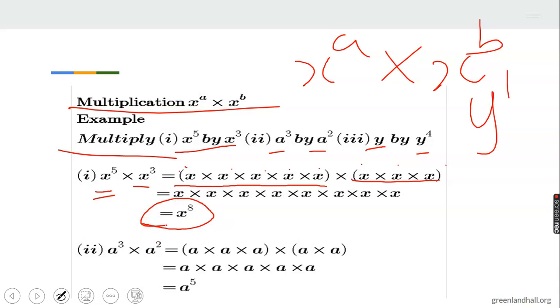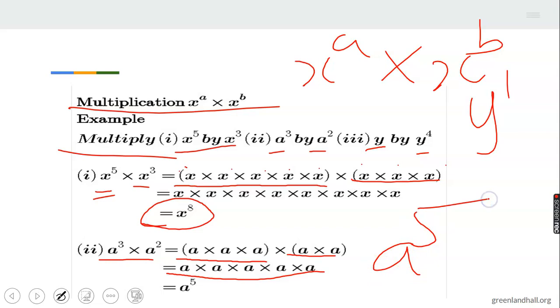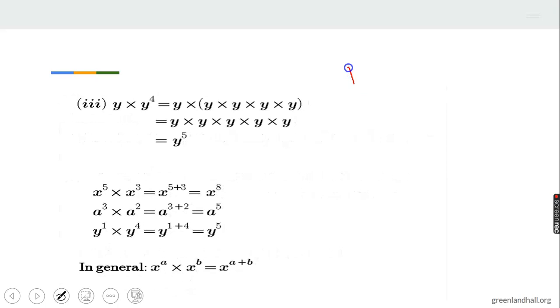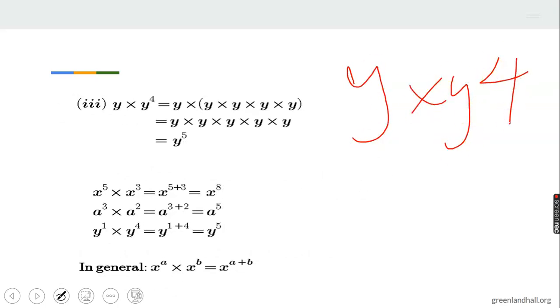Now, when you have a raised to power 3 times a raised to power 2, this is a to power 3 and this is a to power 2. By the time you multiply everything, it's just like counting the number of a's that you have. Then you have a raised to power 5. Now, y times y raised to power 4, by the time you multiply this together, you have y raised to power 5.